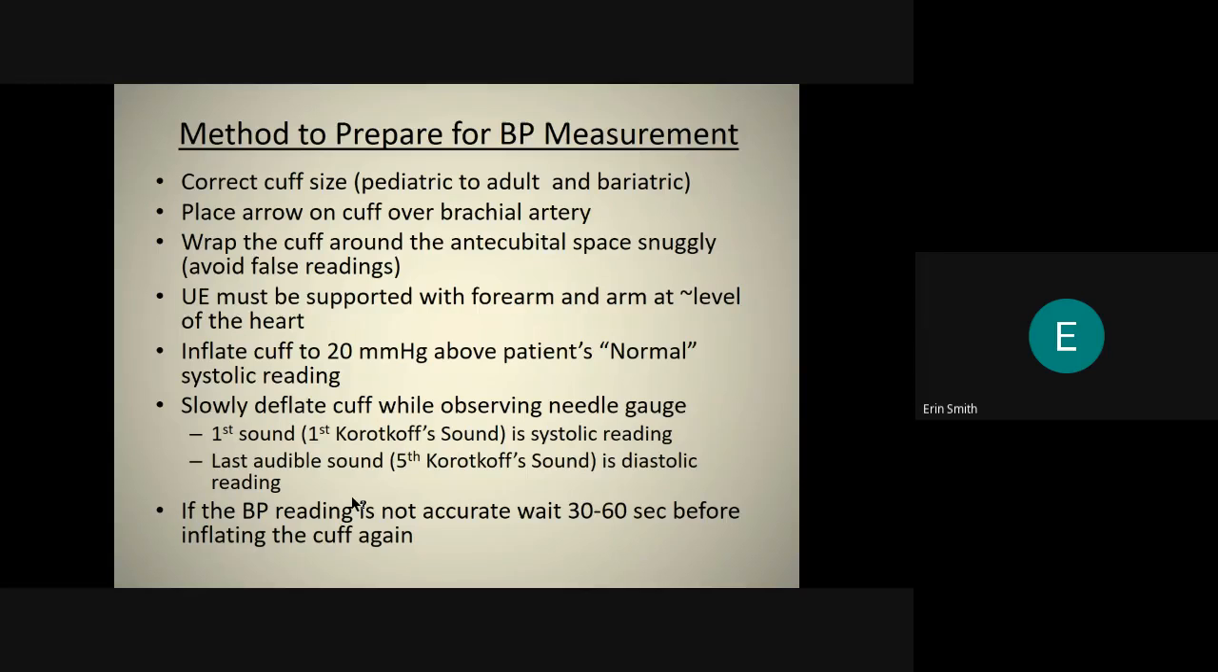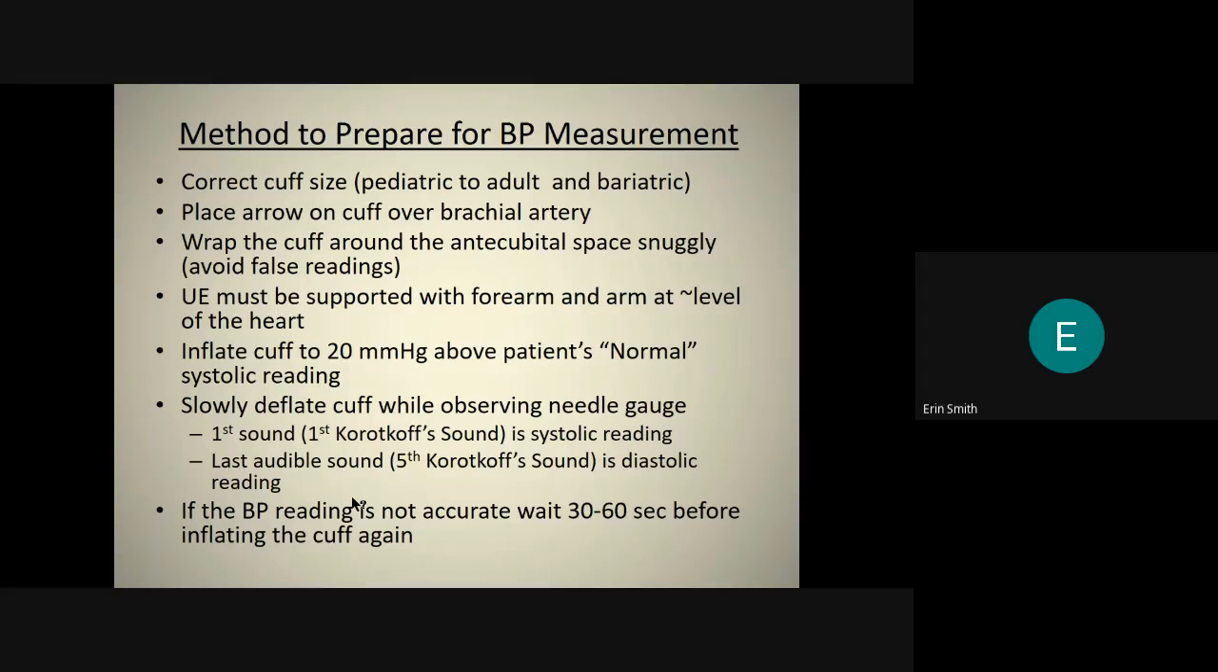So then once you inflate the cuff above their normal value, then you're going to slowly start deflating the cuff and observing the needle on the gauge. And you're going to start hearing different sounds, and you're going to start hearing the heartbeat. And that's what you're hearing. So the first sound that you hear is considered the first Korotkoff sound. That's going to be the systolic reading. That's going to be your top number. The last sound you hear is considered the fifth Korotkoff sound. That's going to be your diastolic reading.